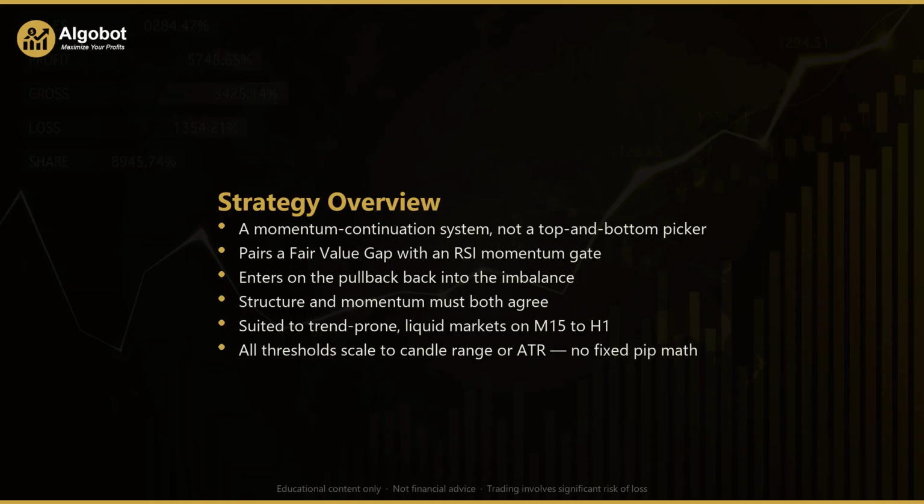This approach is naturally suited to trend-prone, liquid instruments, such as major currency pairs like euro-dollar and pound-dollar, gold, and stock indices. It's most at home on the 15-minute through 1-hour time frames, where these gaps form often enough to be useful, but are still meaningful when they appear. Every threshold in the system scales to either the average candle range or to ATR, so there's no fixed pip math, and the same logic adapts to whatever symbol and time frame you test it on. It's designed for traders who prefer a patient, rules-based, momentum continuation style. Remember, trading involves risk, and losses are a normal part of any strategy.